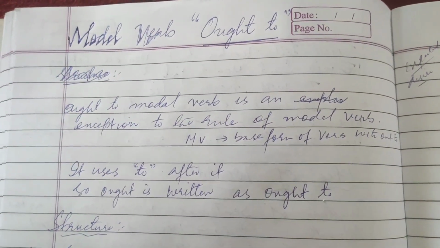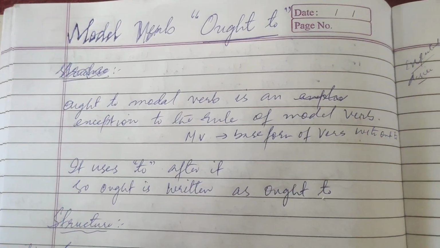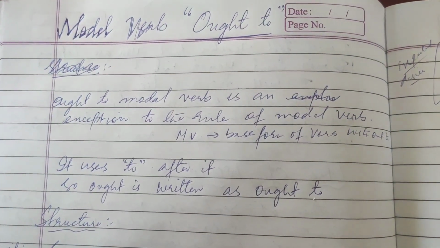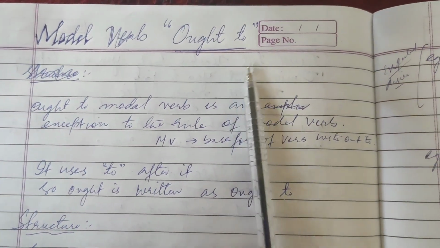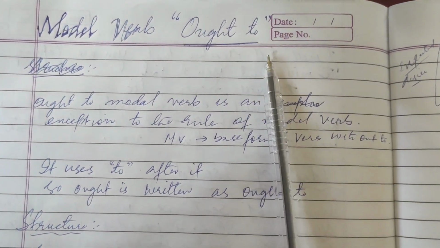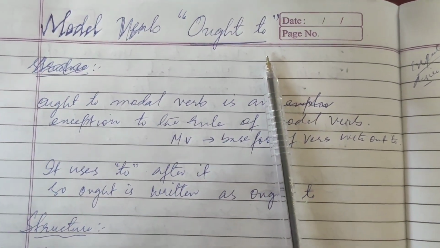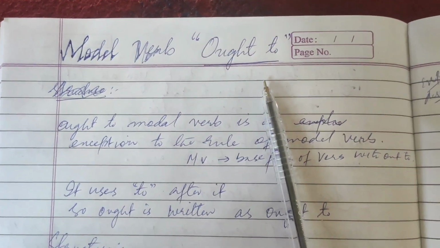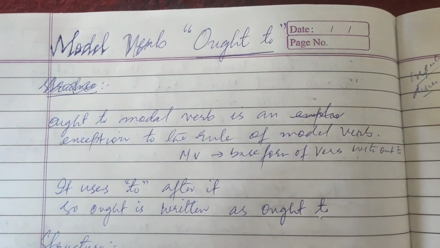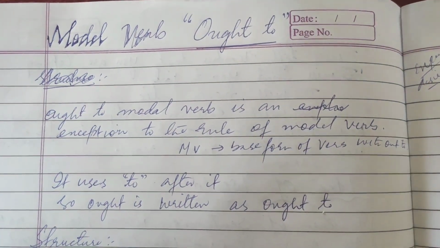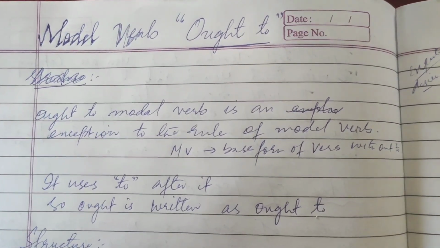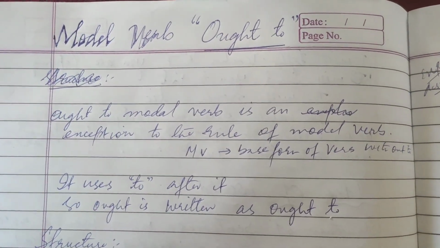This is your English class and today we are here with another modal verb, that is ought to. As its name suggests, it is a modal verb followed by to. It breaks a rule which we have read in the rules of the modal verb, that the modal should not be followed by the word to. So here we are using ought to. It breaks the rule of the modal verbs.